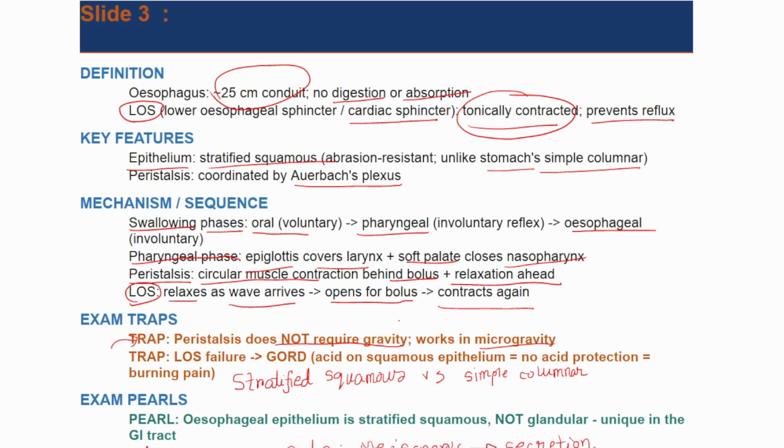Then watch out for questions that mischaracterize the cause of acid-induced chest pain. The trap focuses on LOS failure leading to GORD because the stomach acid escapes onto a stratified squamous epithelium that possesses absolutely no intrinsic acid protection. It results in severe tissue irritation and burning pain.